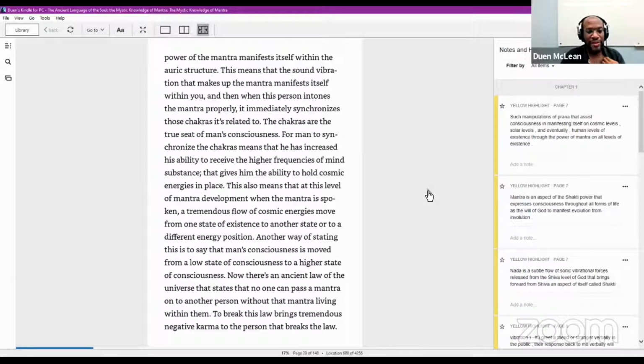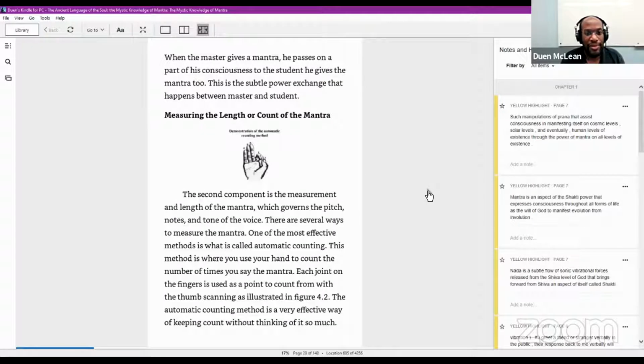This also means that at this level of mantra development, when the mantra is spoken, a tremendous flow of cosmic energies move from one state of existence to another state or to a different energy position. Another way of stating this is to say that the man's consciousness is moved from a lower state of consciousness to a higher state of consciousness. Now, there's an ancient law of the universe that states that no one can pass a mantra on to another person without that mantra living within them. To break this law brings tremendous negative karma to the person that breaks it. When the master gives a mantra, he passes on a part of his consciousness to the student he gives the mantra to. This is the subtle power exchange that happens between master and student.